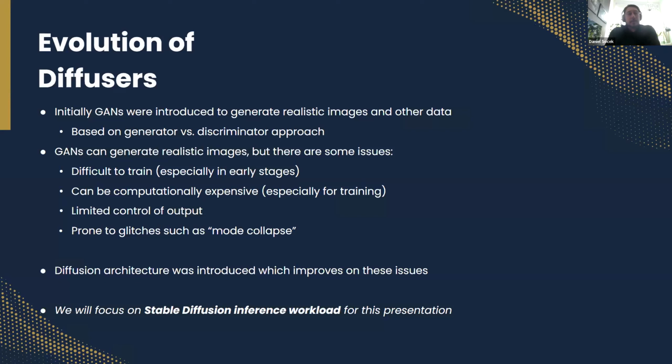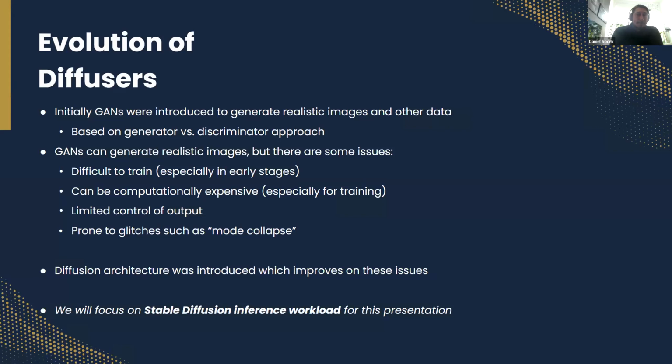Anyway, the newer architecture that was introduced, which is the diffusers, is the one we're going to talk about. Essentially it improves on all these issues. It's a more state-of-the-art architecture, and as I said, it's used in many commercial and publicly available text-to-image applications. So in this presentation, I'll focus on the stable diffusion inference workload. We're talking about workload optimizations, and I will introduce some of the optimizations for the stable diffusion inference workload.